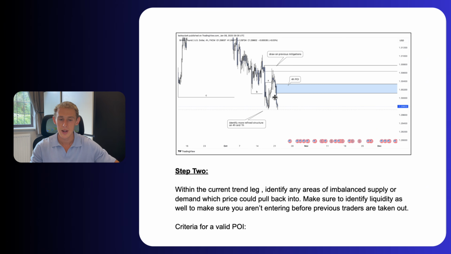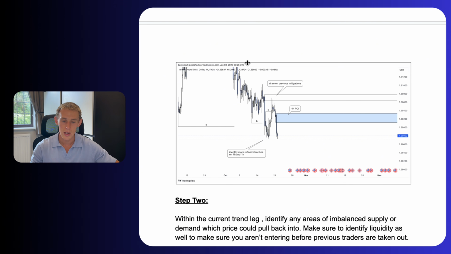And the third criteria is very simply that this area needs to be within the current bearish leg. So for example, I'm not looking all the way up here to the left for a point of interest. I'm looking within the current bearish leg, which again is why it was very important in step 1 to identify and draw on the breaks of structure or changes of character, right?